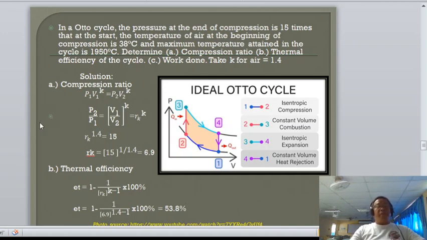Next is thermal efficiency. If the compression ratio is already known, we can easily substitute that compression ratio in the efficiency or thermal efficiency formula. So substituting now 6.9 as the compression ratio, we'll notice that the thermal efficiency of the engine is 53.8%. Okay?